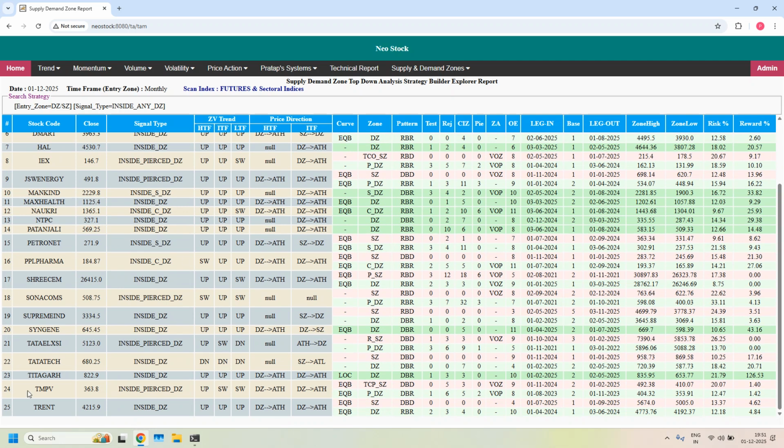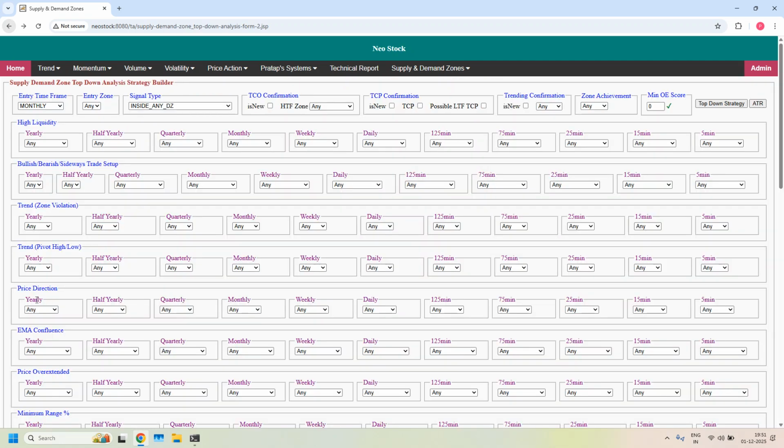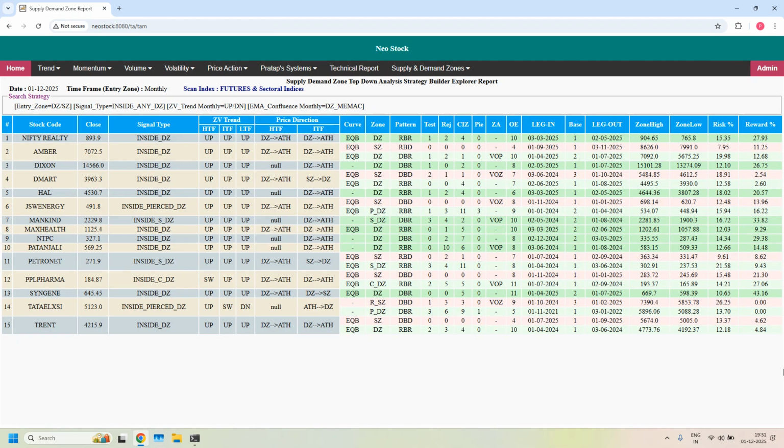Again, I am applying EMA confluence filter on these 25 stocks. That is monthly demand zone having monthly EMA confluence. Trend on the monthly should not be sideways. So we got 15 stocks.